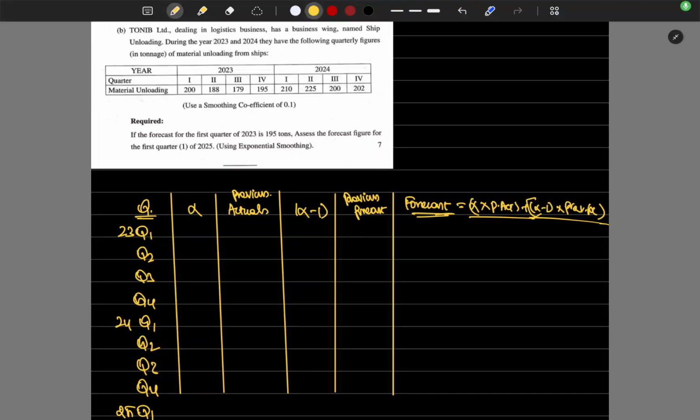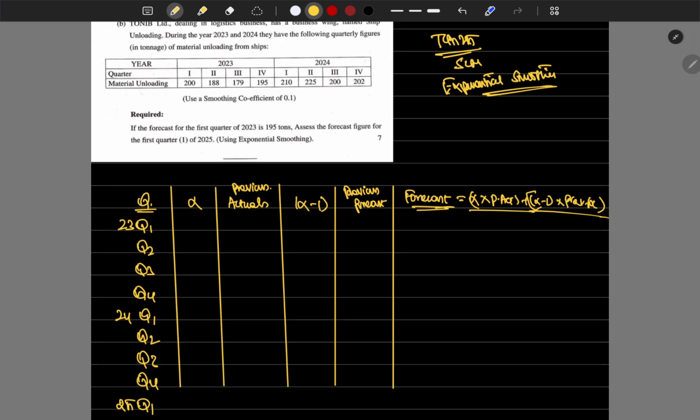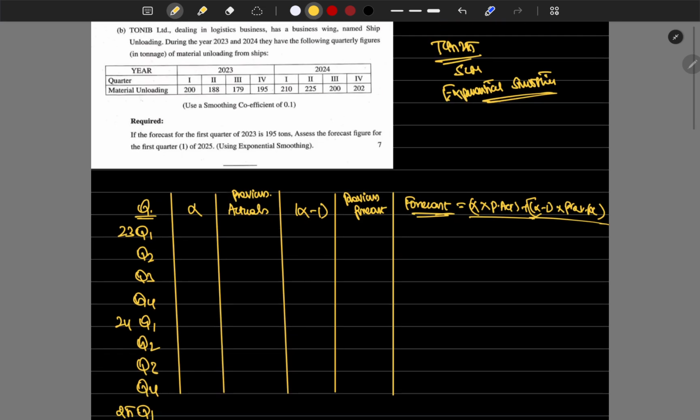Hey guys, welcome back. We are going to solve a problem from June 2025 SCM, an exponential smoothing problem. Very easy problem, easy concept. Let's quickly understand what we have to know conceptually to solve this problem. Let's quickly get into this.